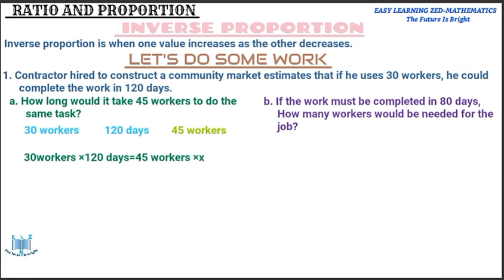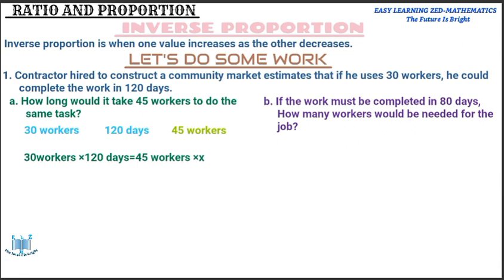Now as you can see, we have 30 workers multiplied by 120 days. You can see that the units are different. We have workers and days, so these are different units. So we need to simplify at this stage before we confuse ourselves further. We are going to remain with x on the other side so that we can find the exact value of x. The 45 workers will be confusing us, so we need to get rid of 45 workers first.